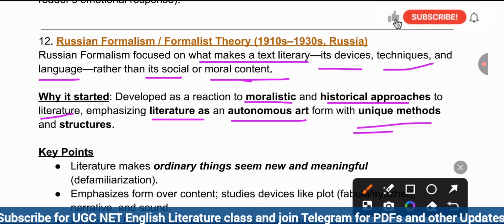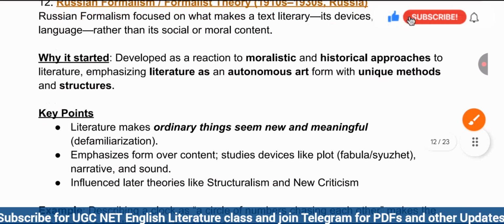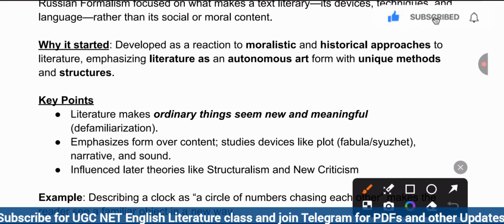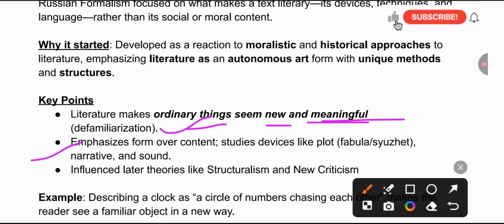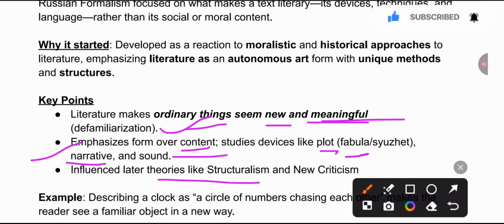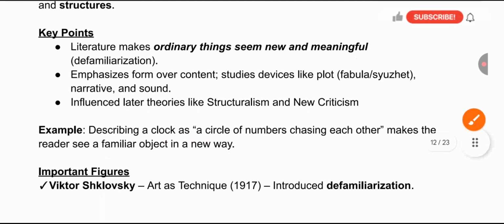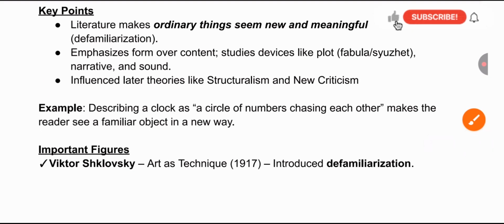unique methods and structures. Okay, so you will find key points that literature makes ordinary things seem new and meaningful. Example, you can take Defamiliarization by Victor Shklovsky. It also emphasizes form over content, studies devices like plot, which is fabula, and syuzhet, that is narrative and sound. Influence later theories like structuralism and new criticism. Okay, so obviously this should have appeared before the new criticism.